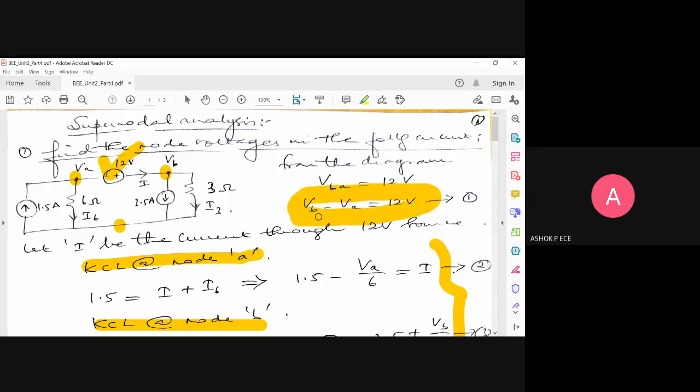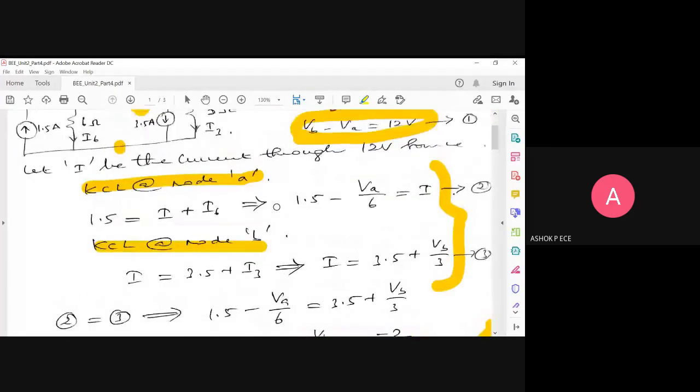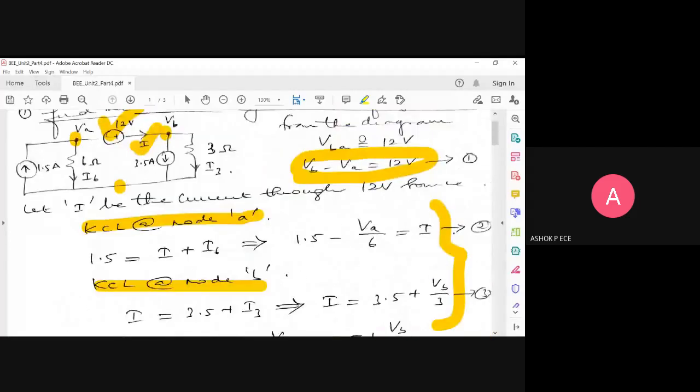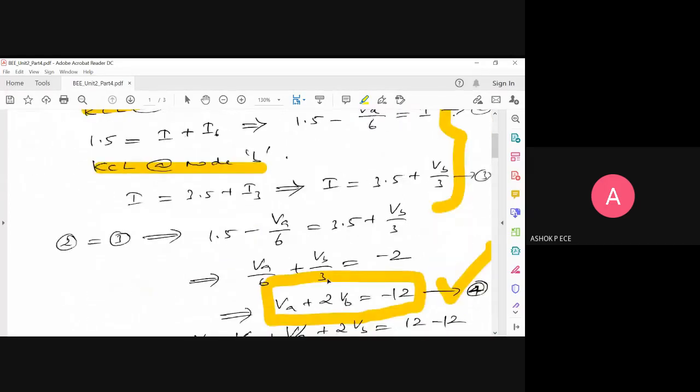So one equation you will be getting by eliminating this I, and one equation you will be getting by considering this 12 volt. So two equations, two unknowns, you can solve and get the value of VA and VB. So note down the two equations, solve and tell me the answer. First equation is here, you see VB minus VA equal to 12. Second equation is here, VA minus VA plus 2VB equal to minus 12. Please solve and tell me the answer.